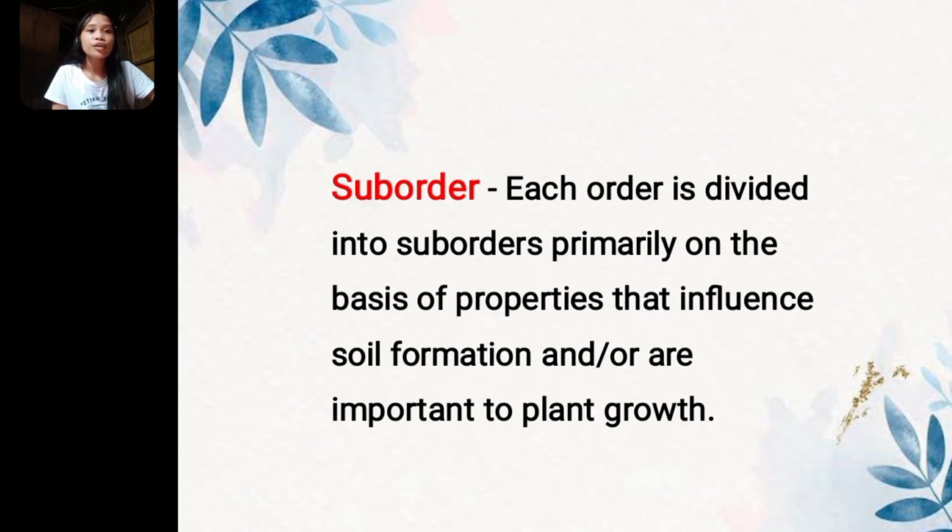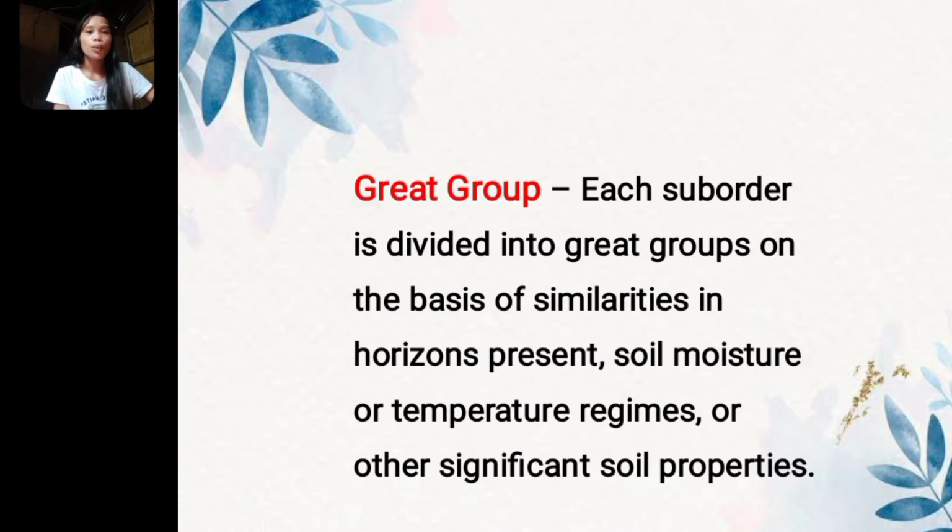And also suborder: each order is divided into suborders primarily on the basis of properties that influence soil formation and are important to plant growth. While the great group, each order suborder is divided into great groups on the basis of similarities in horizon present, soil moisture or temperature regimes, or other significant soil properties.